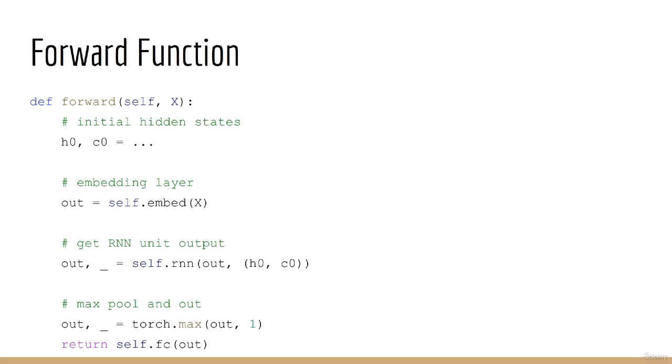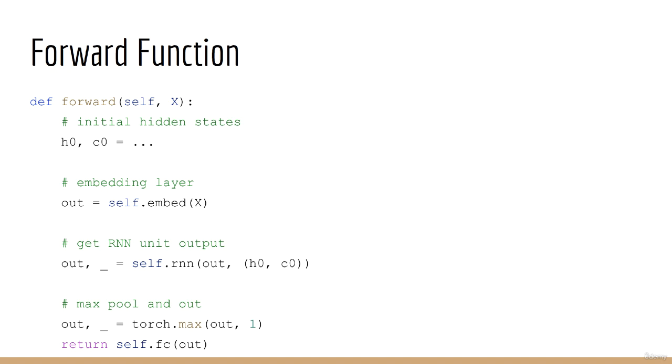Next, we have the forward function. In the forward function, we take in some kind of x, and then we pass it through each of our layers that we defined earlier. Since our model includes an LSTM, we know that we need to instantiate an initial hidden state h0 and an initial cell state c0.